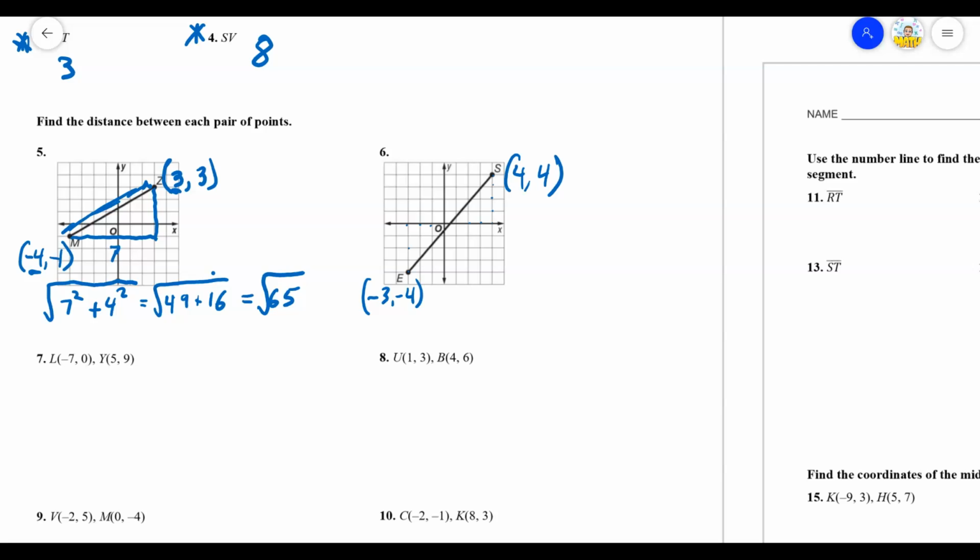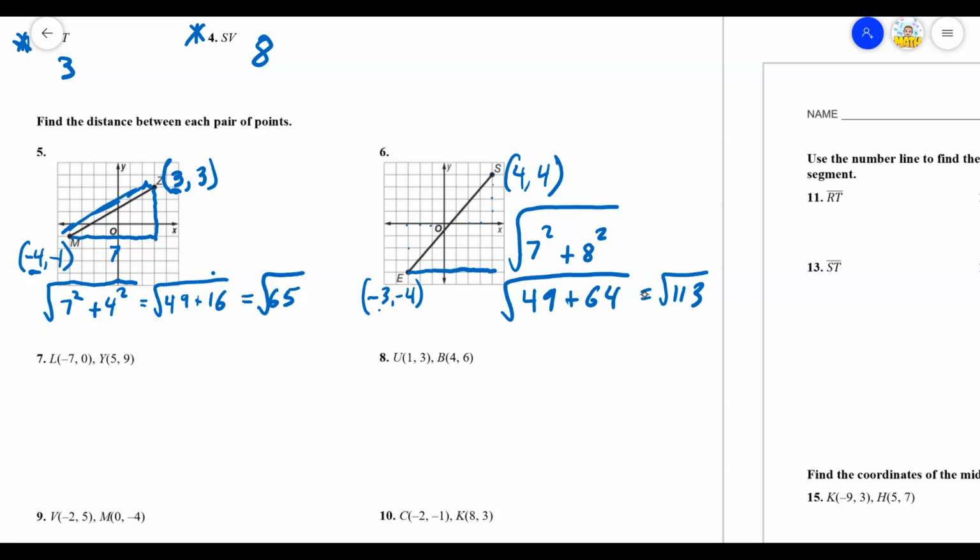So for the x coordinates, how far is this distance? From negative 3 to positive 4, it's 7, squared again. Then we need to go from negative 4 to positive 4. That's going to be a distance of 8. We square both of those and we add them together. So I'd have 49 plus 64, and we will take the square root of that. So this is going to be the square root of 113. And again, we can leave it under the radical like that if you prefer.